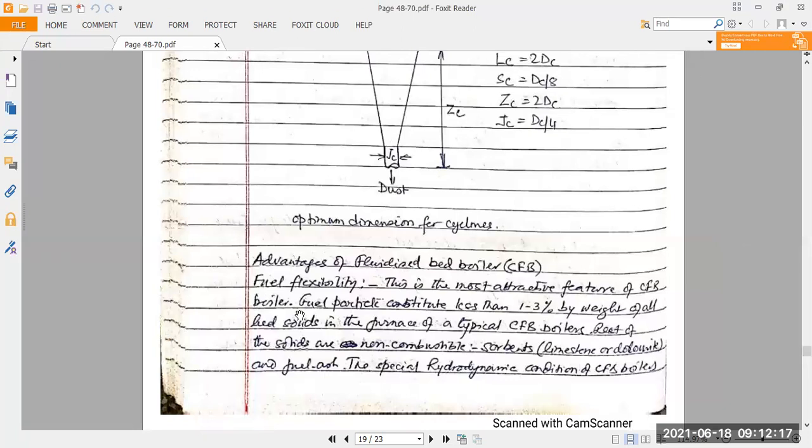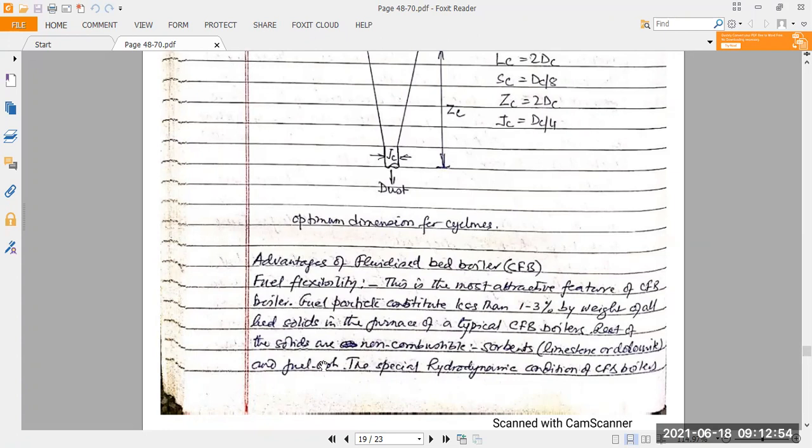Fuel particles constitute less than 1 to 3% by weight of all bed solids in the furnace of typical CFB boilers. Means, what is the main advantage? The fuel particles are generally comparatively less than the other bed solids in the furnace of CFB boilers. Say around 1%, 2%, 3%, not a big difference, but to a certain extent less.